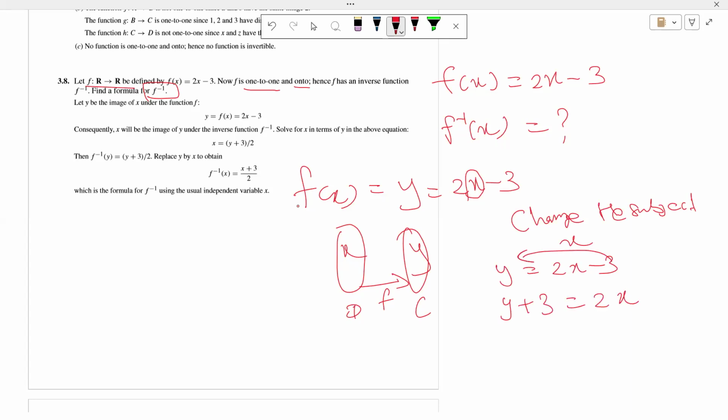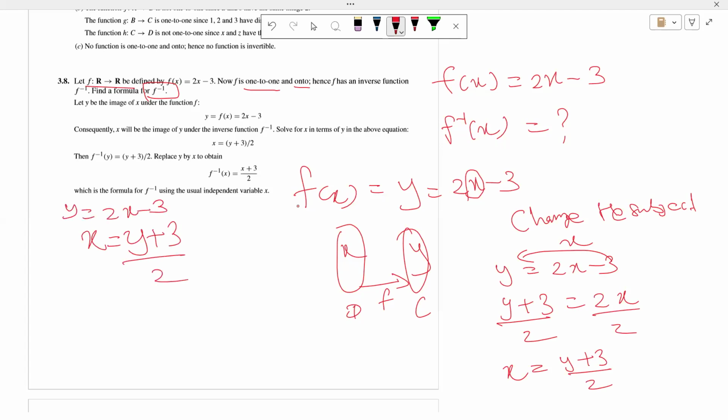If I move this one, y plus 3 is equal to 2x. Then if I divide both sides by 2, now x is equal to y plus 3 divided by 2, right? My equation says x is equal to (y plus 3) divided by 2. Previously my equation was y is equal to 2x minus 3. In that equation, depending on the change of the variable x, the y value changes. If you look at the second equation, depending on the change of the variable y, the x value is different, right?